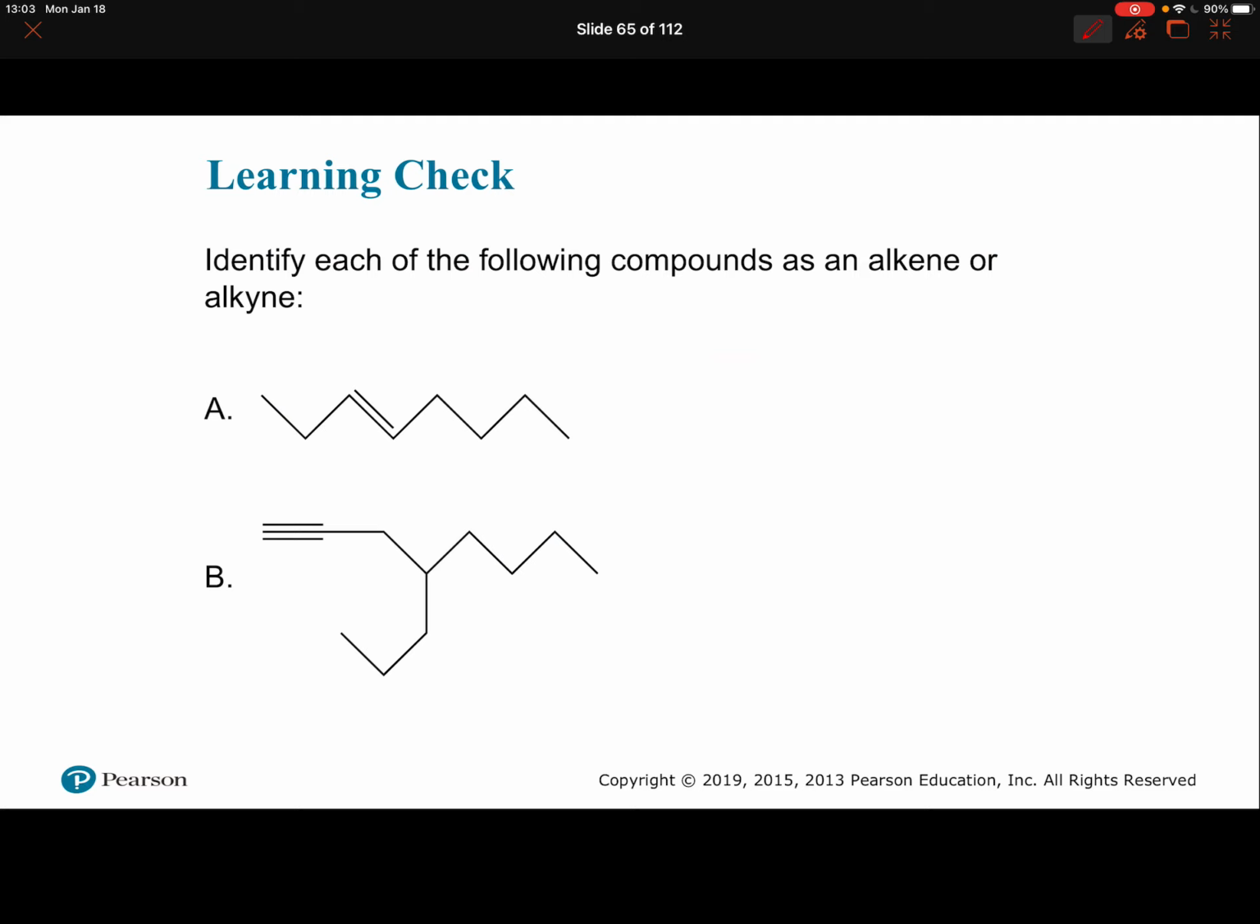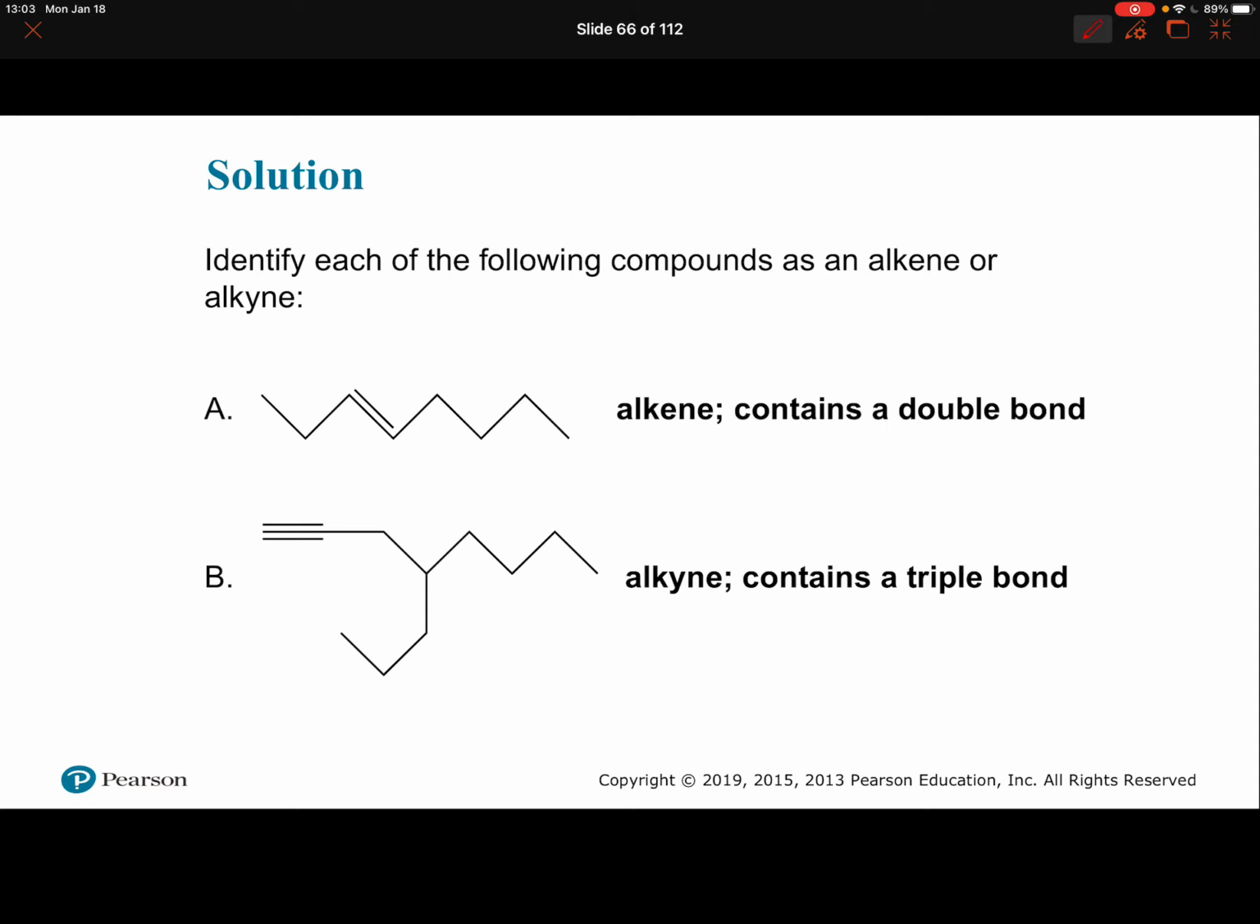All right, give this one a shot. Pause the video. Try to identify these simply as an alkene, an alkyne, or an alkane. We're going to worry about naming in a minute. All right, good. Double bond, alkene; triple bond, alkyne. If you were naming this, be careful to remember that that's 3 carbons right there, okay? Anyways.